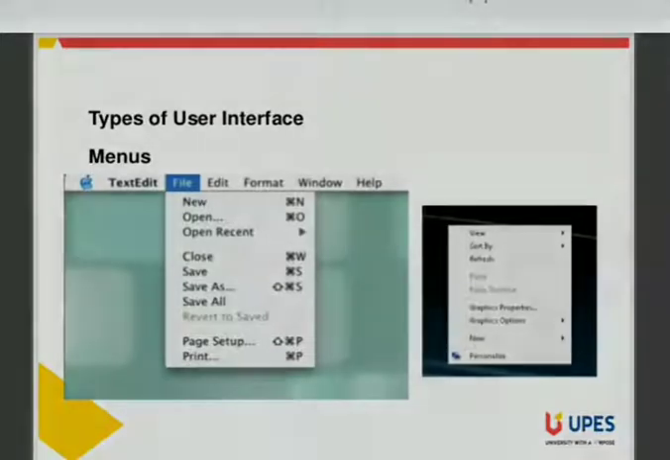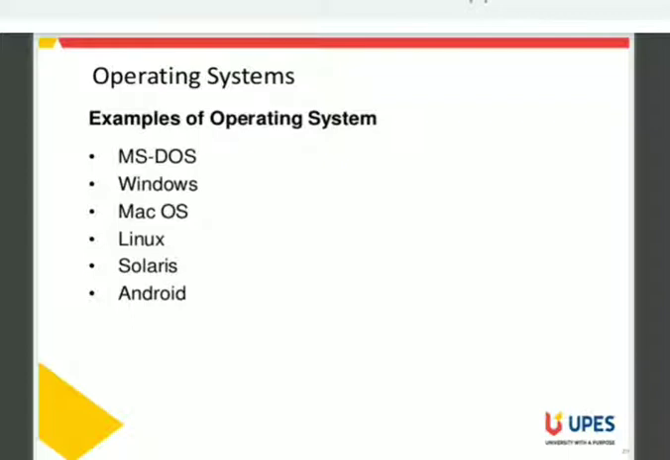Next are the different examples of operating systems. We all know the MS DOS operating system and Windows, which is very familiar to us. Windows 7, Windows 8.2, and Windows 10 operating systems are available, and also Mac OS, Linux, Solaris, and Android operating systems. These are some of the examples of operating systems. And the most popular operating system is Windows.